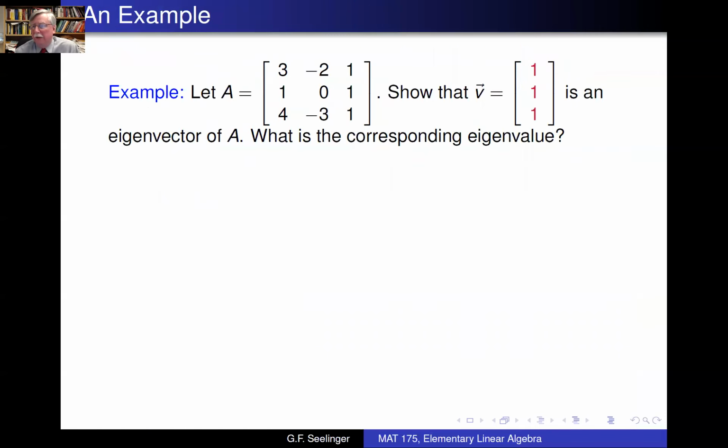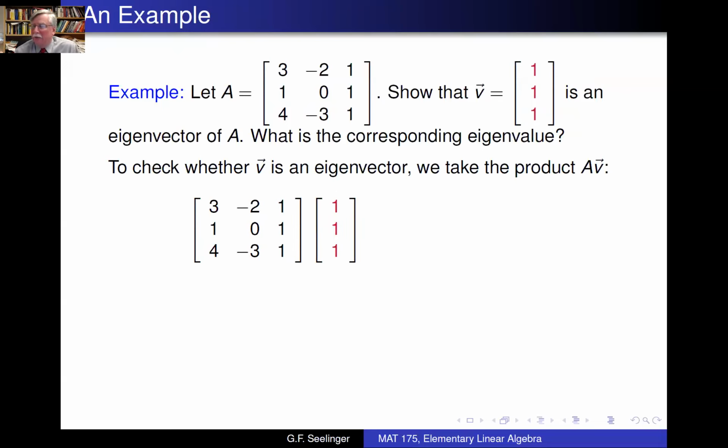So here's an example. I've got a matrix like this, A, and then I give you this vector 1, 1, 1, and I ask, show that (1, 1, 1) is an eigenvector of A, and then ask what the corresponding eigenvalue is.